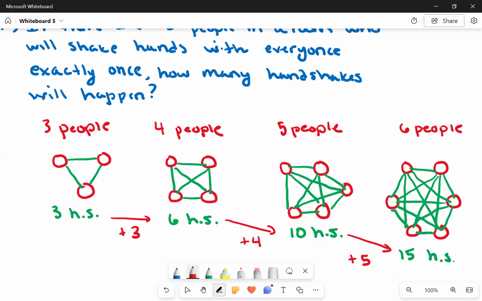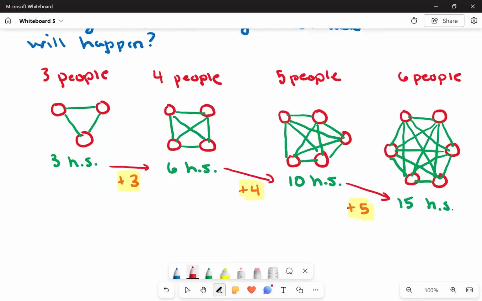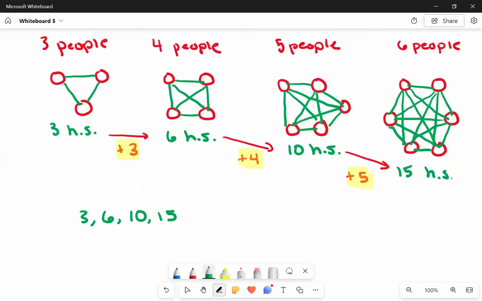Okay, so every time, I'm increasing what I add by 1. That seems like a reasonable pattern. I could double check with 7 people, but I'm going to trust that I'm going along the right way here. So I'm going to write down what I had. For the first one it was 3 handshakes, then 6, then 10, and then 15. And this is for 3 people, 4 people, 5 people, 6 people.